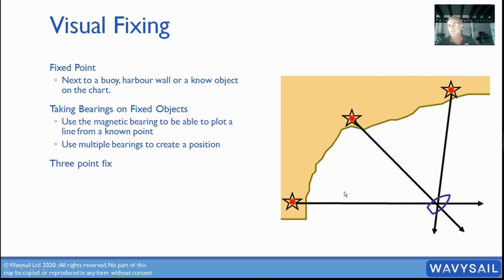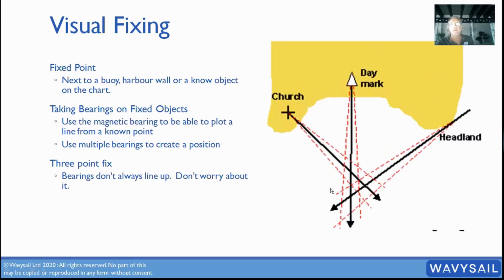So that's called a 3-point fix. It's, again, a very, very common technique that we use a lot. Remember, you're moving. As you take these fixes, you're actually still sailing. So you don't have to worry that they don't meet up. So when you draw them on the chart, and you get something like this, or any of the dotted lines, don't worry about it. It's not a problem.